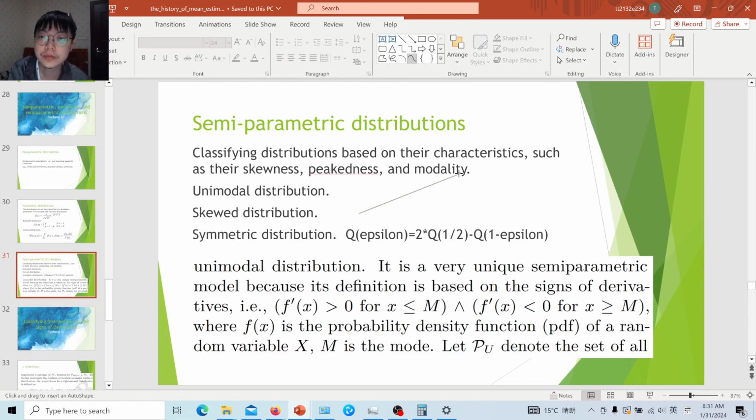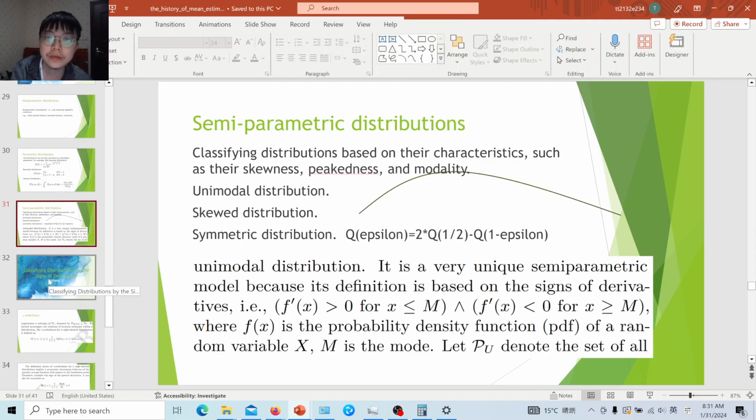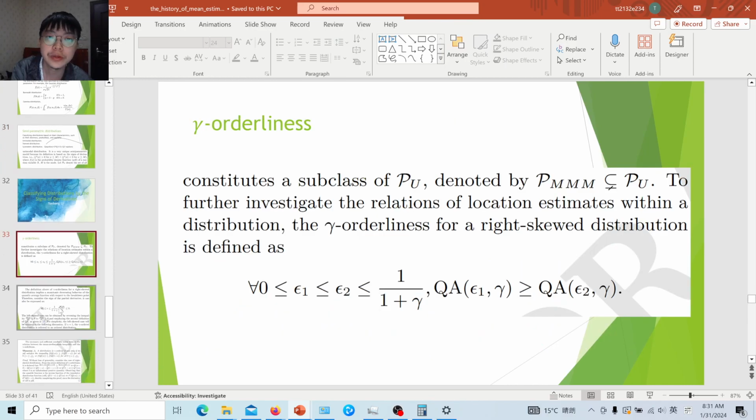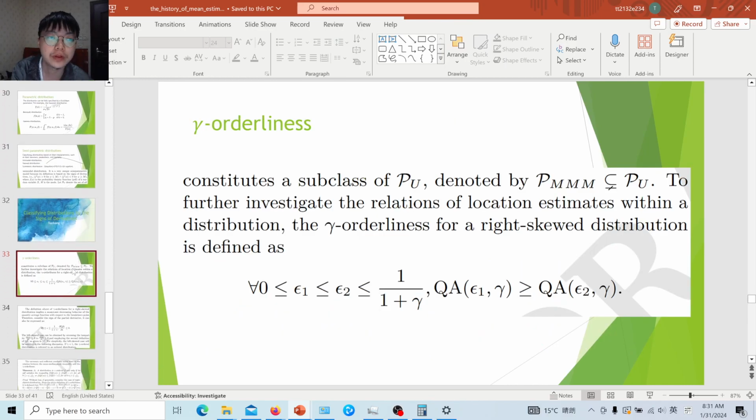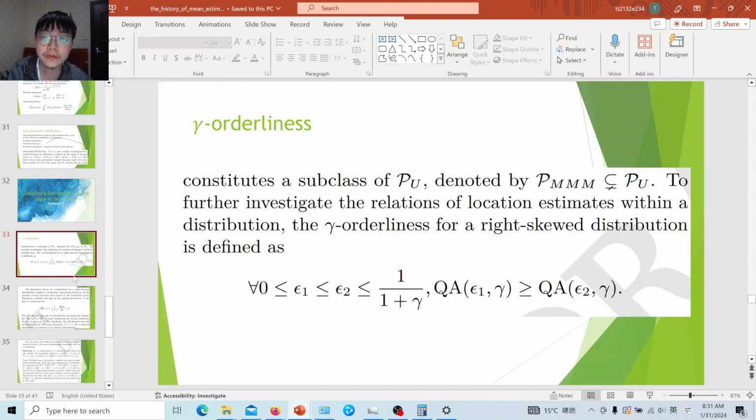Just consider, for example, a unimodal distribution. When the value is smaller than the mode, the derivative of the probability density function is greater than 0, and when the value is greater than the mode, the derivative is smaller than 0, because it is monotonic decreasing. Indeed, we can use this method to define a new class of distributions based on the signs of derivatives.